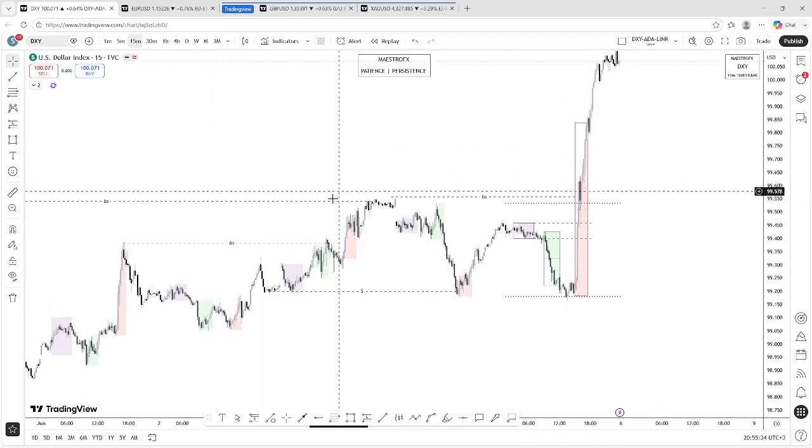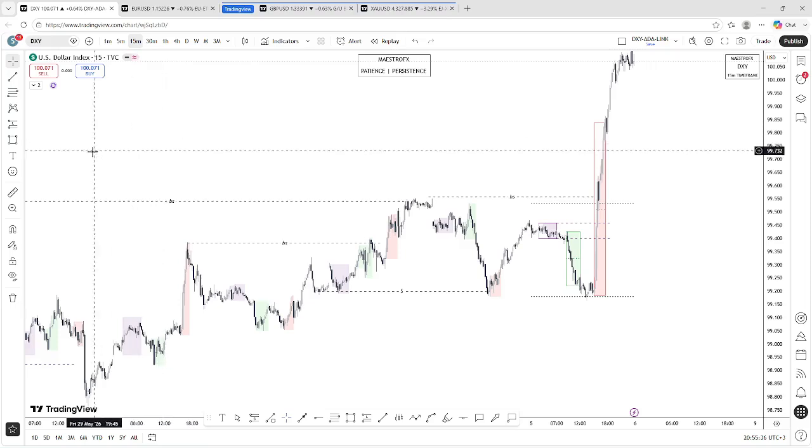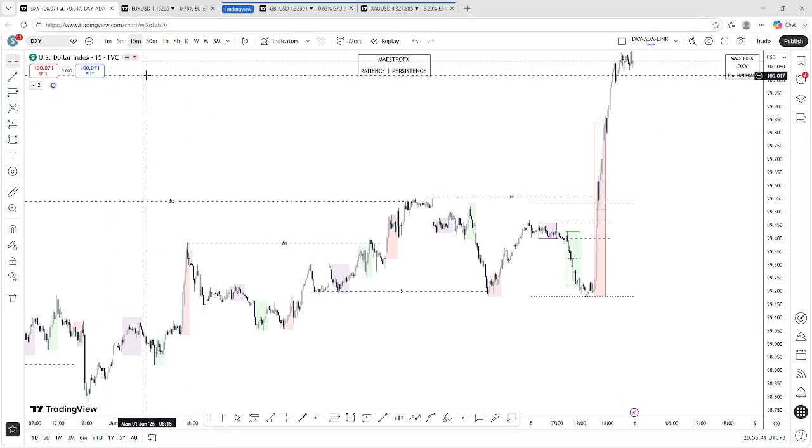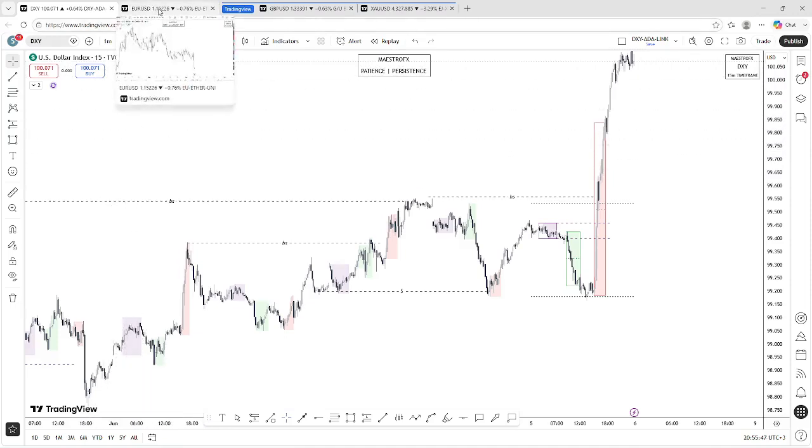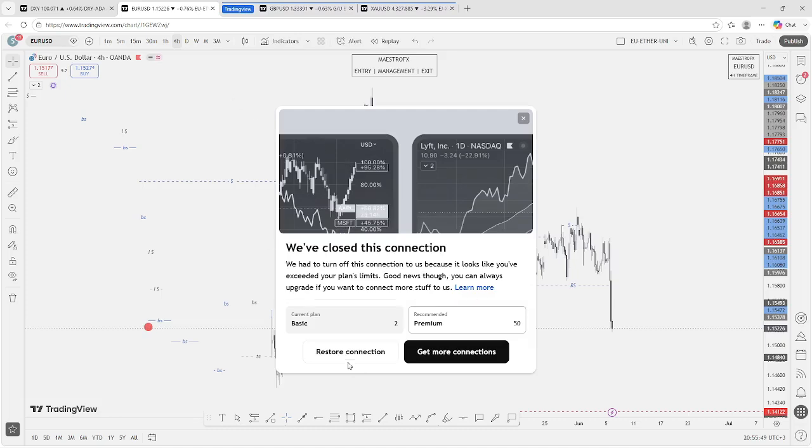And as usual, we don't really trade the dollar index. We trade dollar denominated pairs, and that's why we always start with dollar index. So let's head over to EURUSD and check what we have.